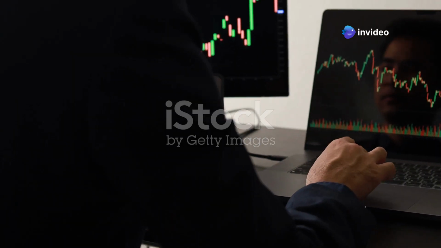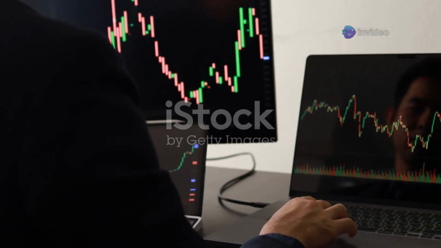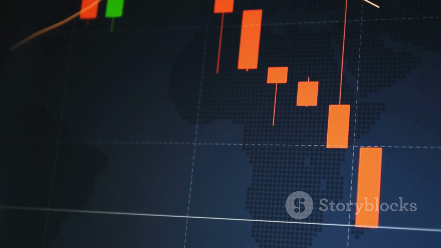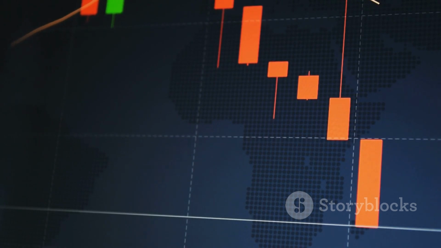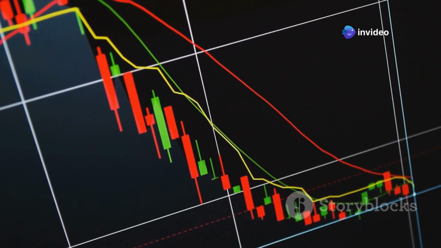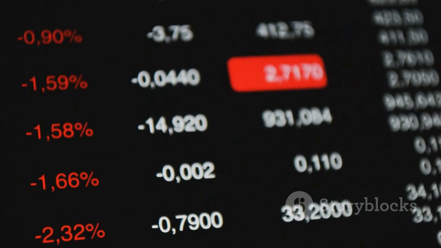This is essentially the risk of losses due to changes in market prices, and it comes in several flavors, each with its own unique challenges and implications. Equity risk. This is the risk that stock prices might fall. It's something every stock investor has to deal with, and it can be influenced by a variety of factors including company performance and broader economic conditions.